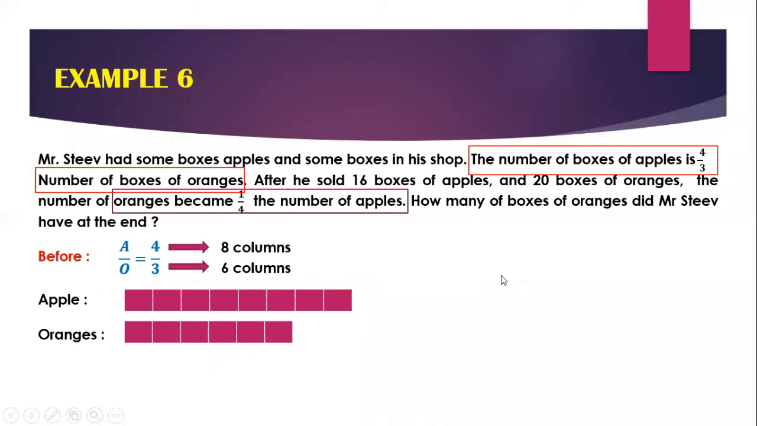Next. Apples is more than oranges. How do you know that? The information is here. Is it clear to you? Oranges became a quarter the number of apples. So that's why apples is more than oranges. That's the information: oranges became a quarter the number of apples, so it means apples is more than oranges.